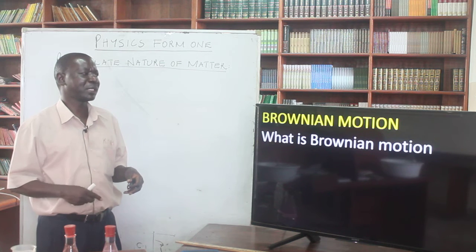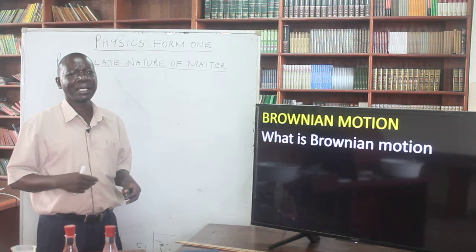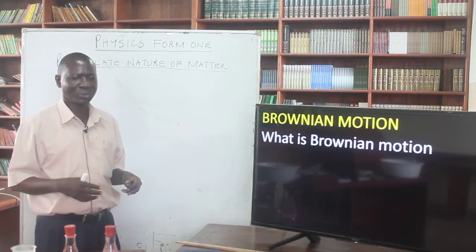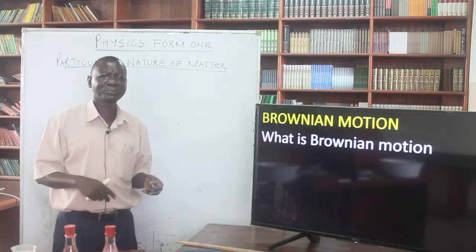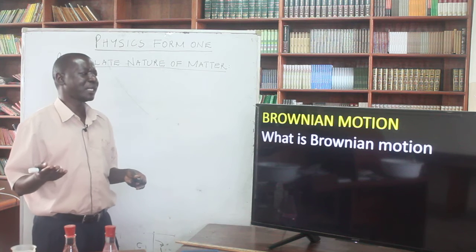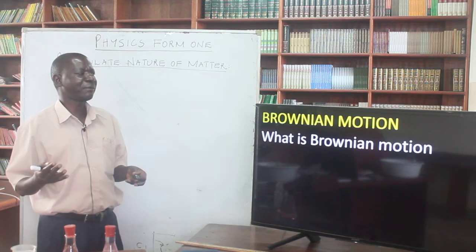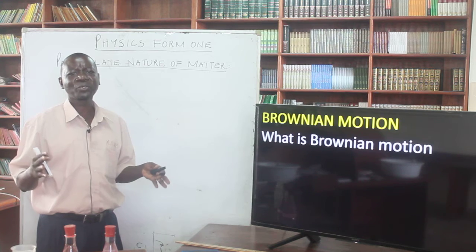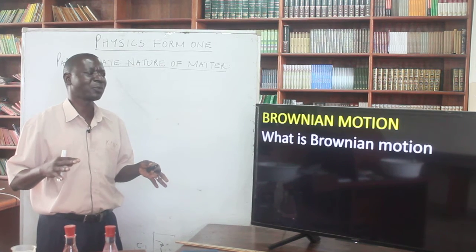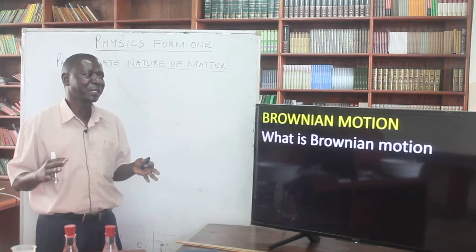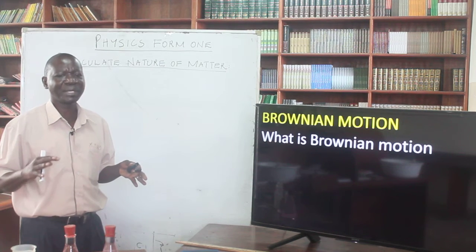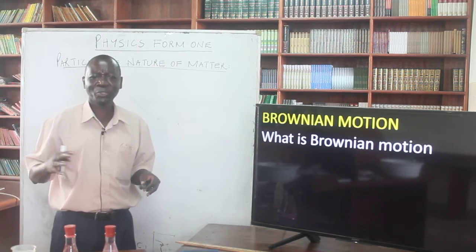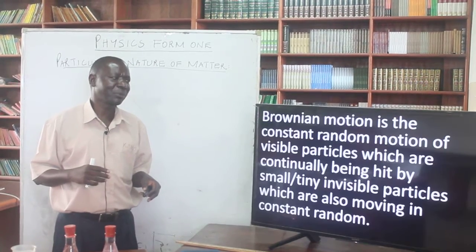Another demonstration that we want to look at is Brownian motion. This was actually discovered by a man called Brown, but we are not going to talk about the person who discovered it. We are talking about the motion. So what exactly do we mean by Brownian motion?